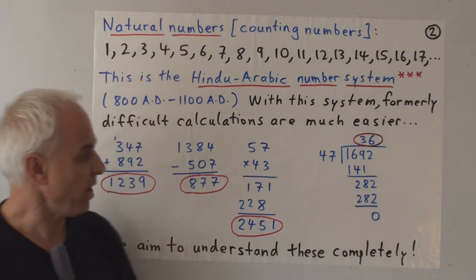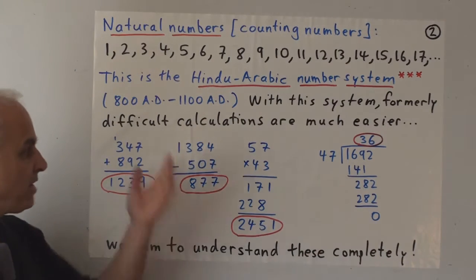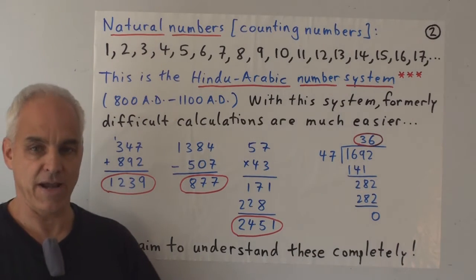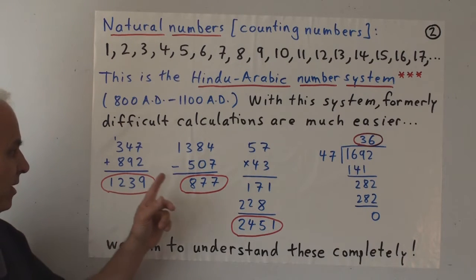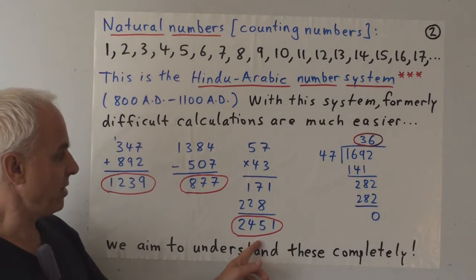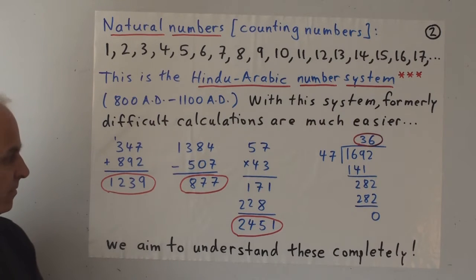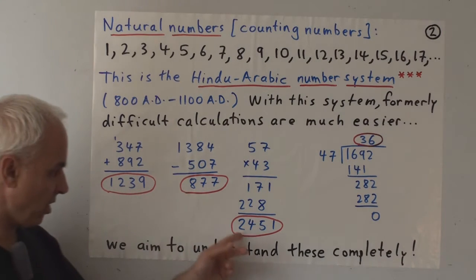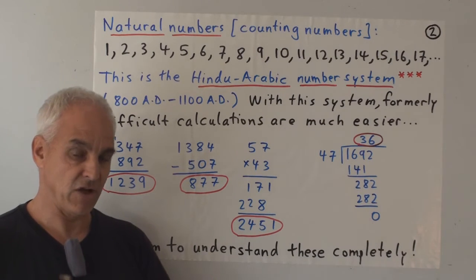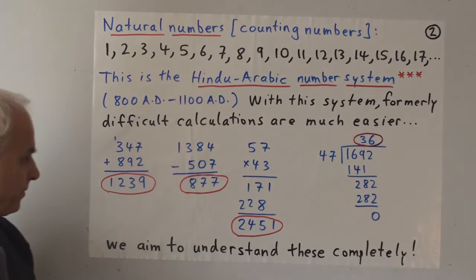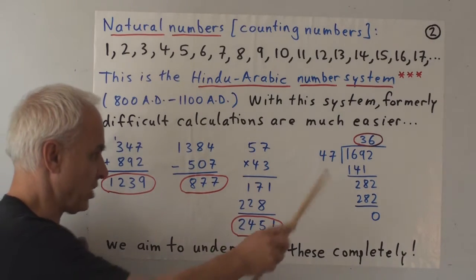So why is this system so great? Well, because the four main operations in mathematics within this system are much easier than they are in any other system. So here's an example of an addition, a subtraction, a multiplication, and a division, all done in the Hindu-Arabic number system. And these four things are all fundamental operations that students eventually learn and that you will eventually learn too. Addition of numbers, subtraction, multiplication, division.